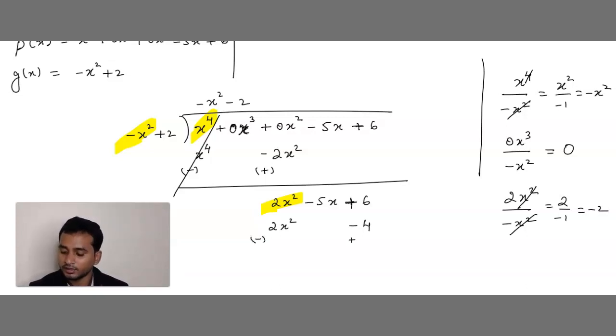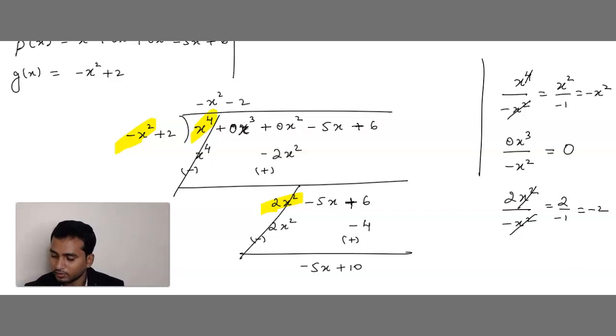Then this is minus and this is plus. Plus 2x square minus 2x square get cancelled. This minus 5x we write as it is. Plus 6 plus 4 is plus 10. It is plus 10. Done.